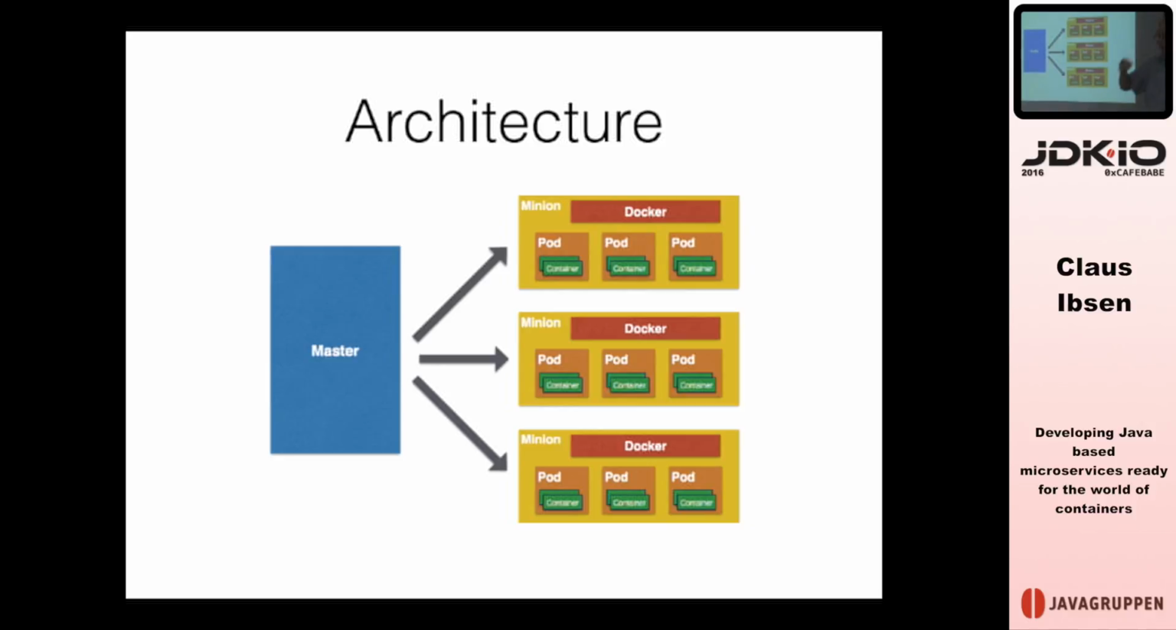So the architectural diagram of Kubernetes is something like this. You have a highly available master, and that master controls a number of nodes. Now the slide says minion. Minion was the old name Kubernetes used for a node. Today it's called a Kubernetes node. So on the nodes you run Docker, where you run your application inside a Docker container. But those Docker containers run inside something called a pod. And we're going to see in a moment what that is.